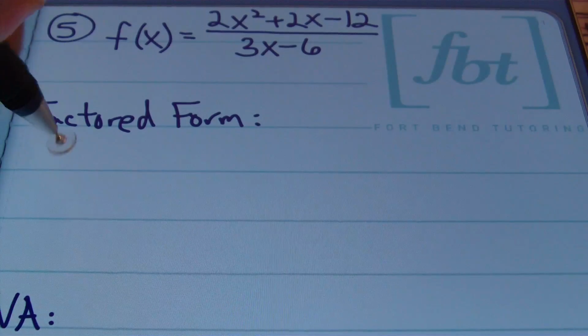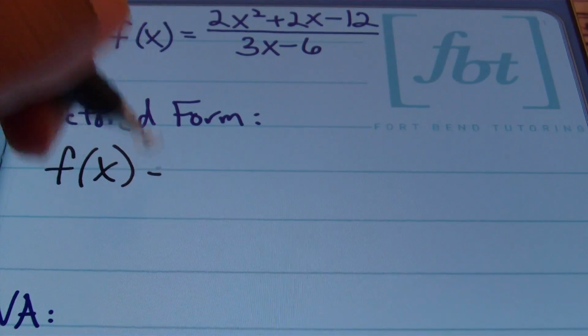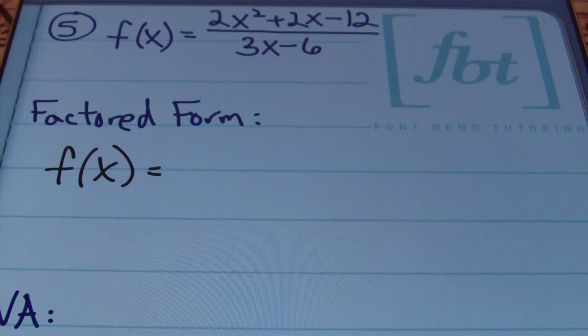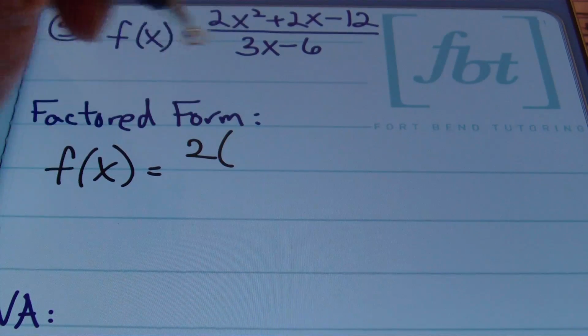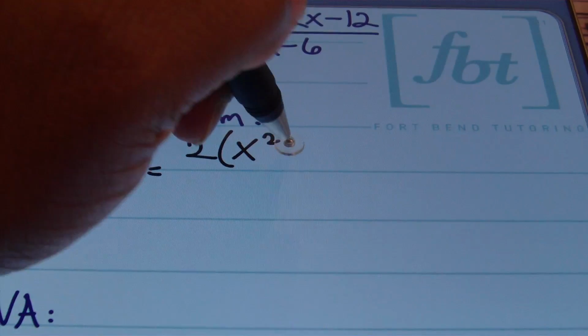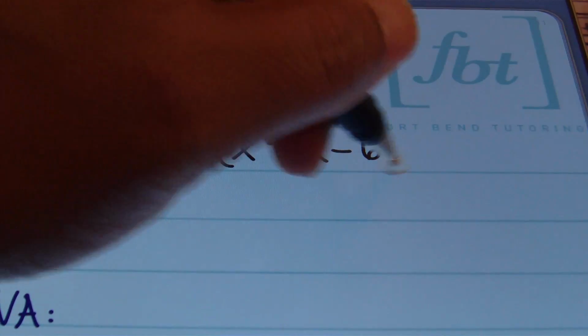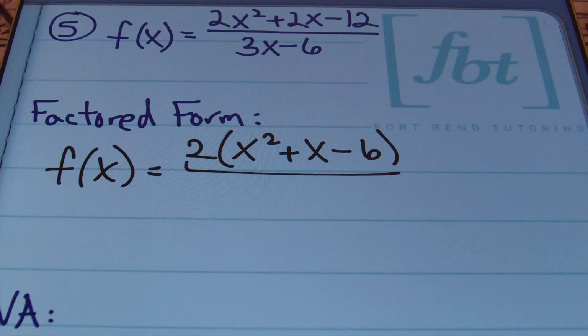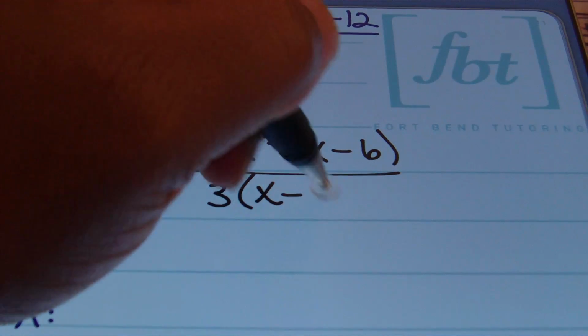So that means I have f of x equals, we can factor out a GCF of 2 in the original numerator, right? So factoring out 2 here, that leaves me with x squared plus x minus 6. All of this is going to be over, in the denominator, I can factor out a 3, right? We'll factor out a 3, and that leaves me with x minus 2.